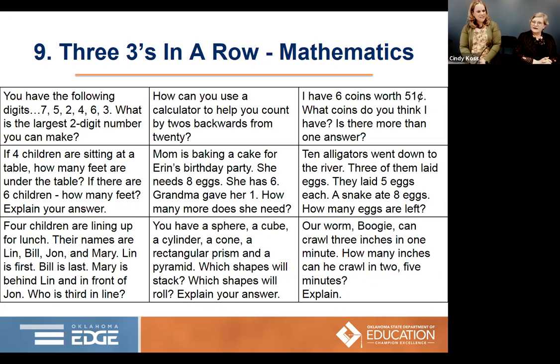One of them that I'll be interested if Robbyn has an answer, maybe not on the spot, is the 6 coins were 51 cents. What coins do you think I have? Is there more than one answer? Well, I figured out one answer. I didn't try to go beyond one. I was just pleased I found one answer. But you can see how this can be engaging.